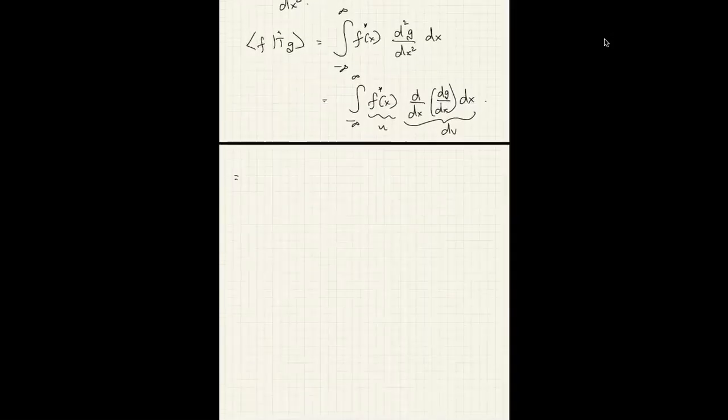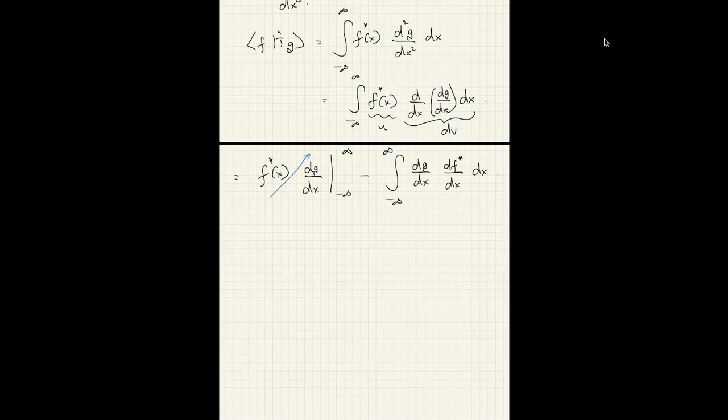So this is again equal to uv, f star of x times v, where v is the integral of d/dx of dg/dx dx, which is simply the integral of d of dg/dx, which is dg/dx, between infinity and minus infinity, minus integral v du. So v is again dg/dx, and du, which is df star, can be written as df star/dx dx. Again, I will assume that these are well-behaved functions, and f star and dg/dx, everything goes to 0 at plus and minus infinity.